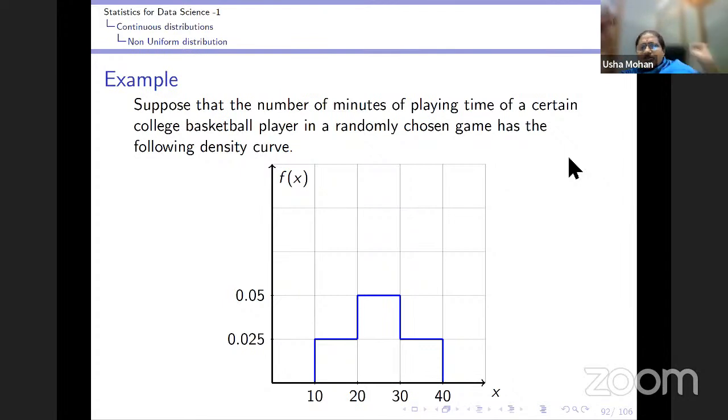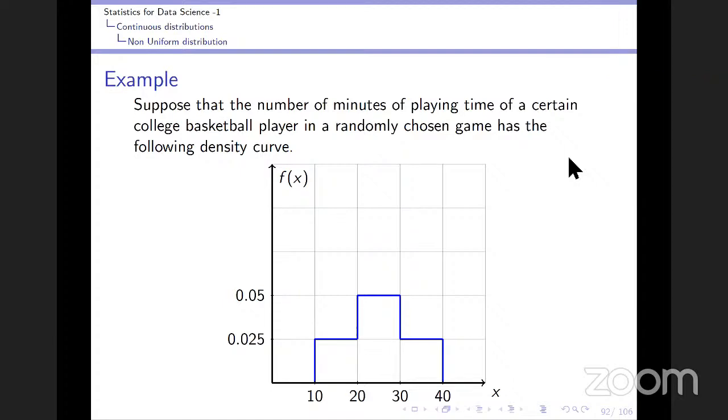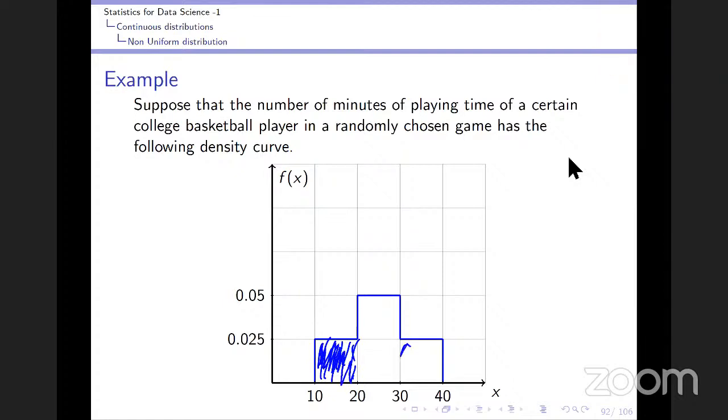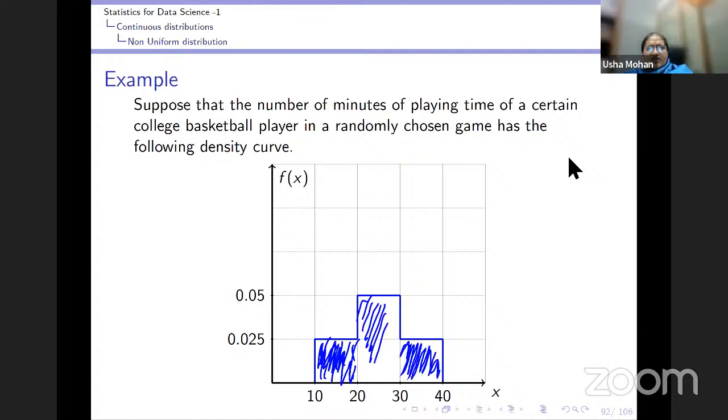It's 0.25 and 0.25. Now, is this a probability density function? Yes, ma'am. How would you verify that? What is the area under this curve? What is this area? 0.25. What is this area? 0.25. What is this area? 0.5. So what is the total area? It is 1. This is 0.25, this is 0.5, this is 0.25. So the total area is 1. And I have f of x greater than or equal to 0 in this one. Okay.